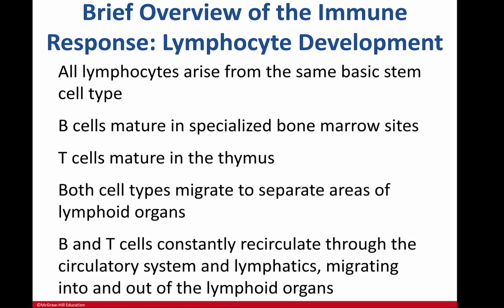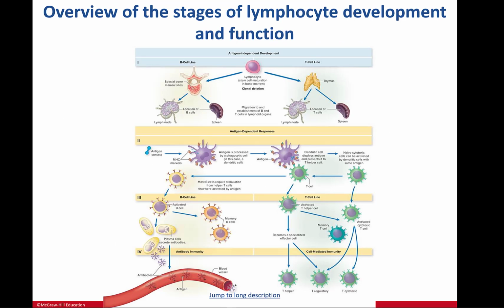Both cell types migrate to separate areas of the lymphoid organs. So they just migrate to the areas where they're most effective. B and T cells constantly recirculate through the circulatory system and the lymphatics, migrating in and out of the lymphoid organs, and of course it gets dumped right back into the circulatory system and eventually leaks through the leaky venous system back into the lymph, and so on and so on.